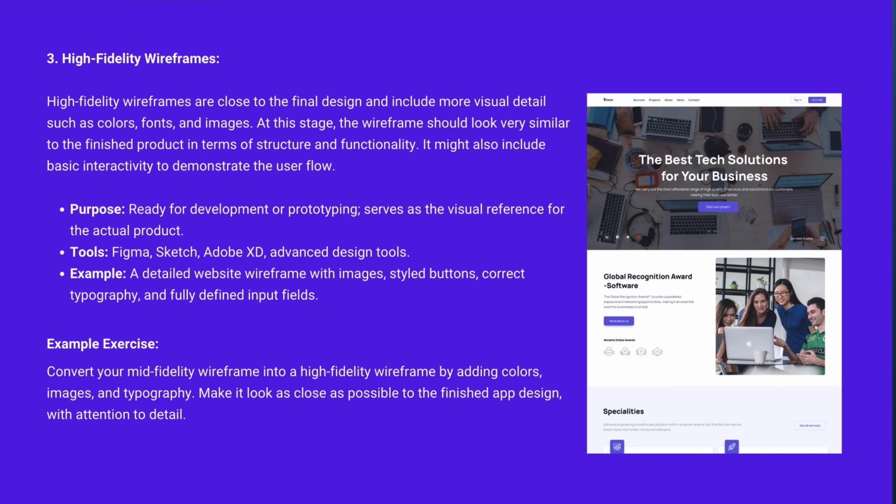High fidelity wireframes are close to the final design and include more visual detail such as color, font, and images. At this stage, the wireframe should look very similar to the finished product in terms of structure and functionality. It might also include basic interactivity to demonstrate the user flow. At this point now, the purpose of this is to make sure that we have a prototype that is ready for development. Tools like Figma, Sketch, Adobe XD, and other advanced design tools are used for this.